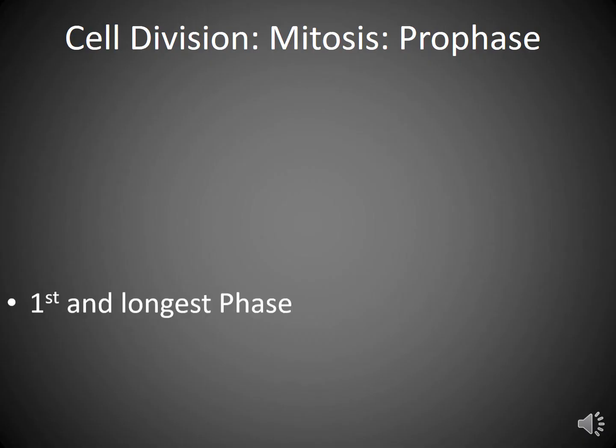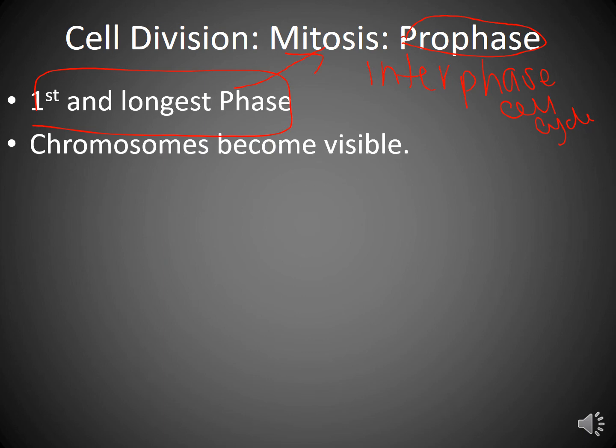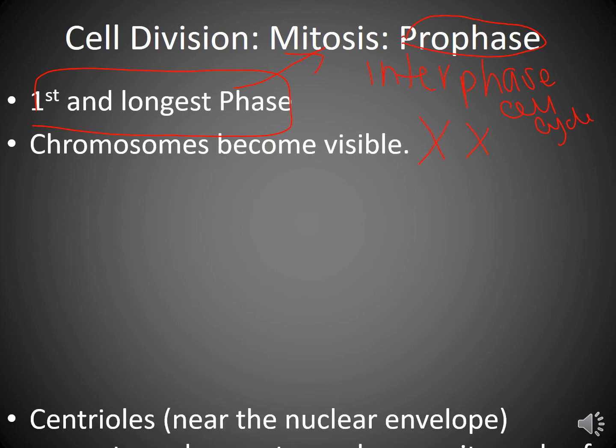So, let's talk about prophase. Prophase is the first and longest phase of mitosis, but not the longest phase of the cell cycle. Because remember, the cell cycle, the longest phase is interphase, okay, for the cell cycle. But what's the longest phase of mitosis? It is prophase, all right? So this is where chromosomes become visible. Boom, X's, you can see that, right?